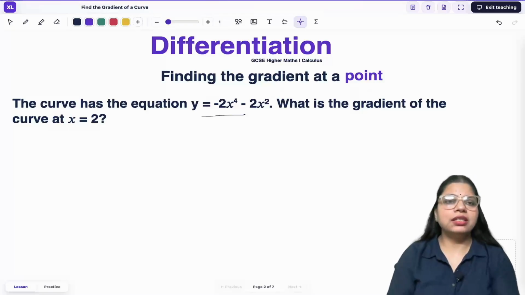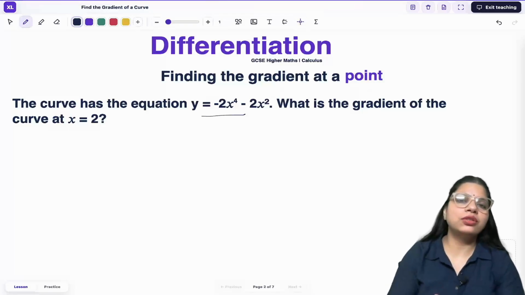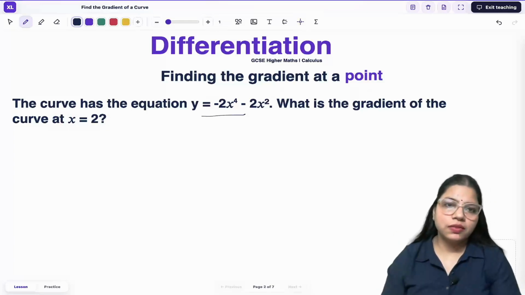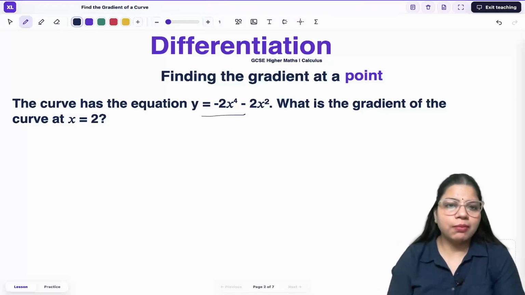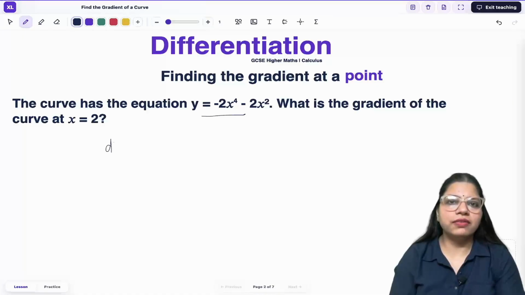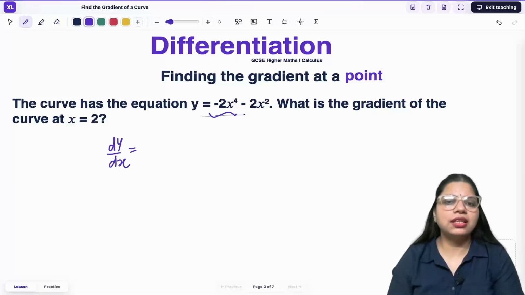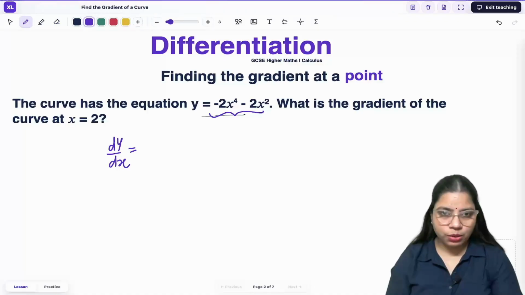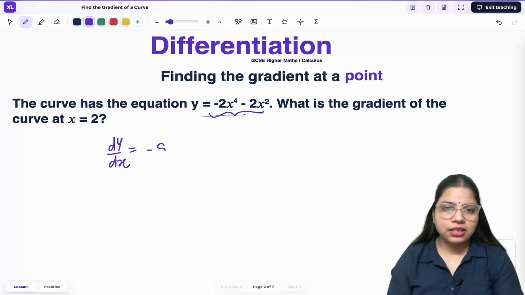For finding out the gradient, we know from the initial lesson that gradient is nothing but the tangent, and when we differentiate, that means once we find the derivative, we find the gradient. So dy by dx is nothing but the derivative, right? Differentiating this, dy by dx would be minus 8x cubed minus 4x, because it's a positive index, we always reduce it by 1.